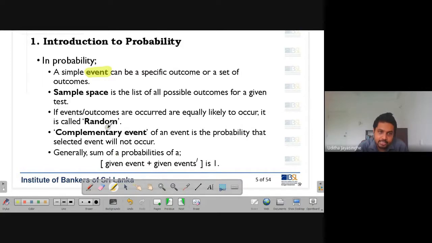Second definition, sample space. This is the list of all possible outcomes for a given test. For a coin example, it could be heads, it could be tails. We call it another set, this thing is there, that is a null. What do you mean by null? Due to some random event, none of this could occur also.